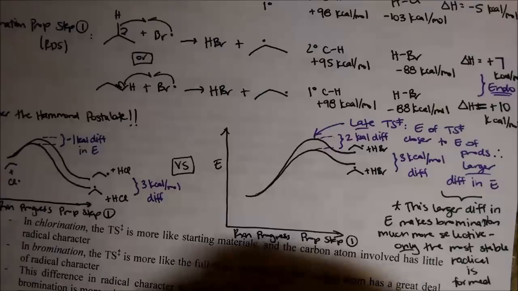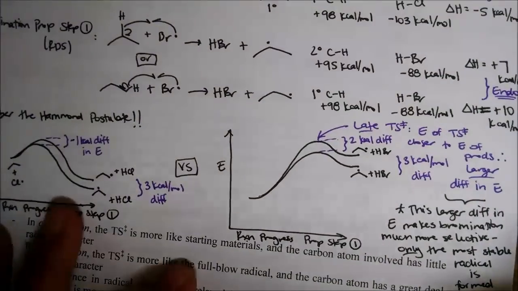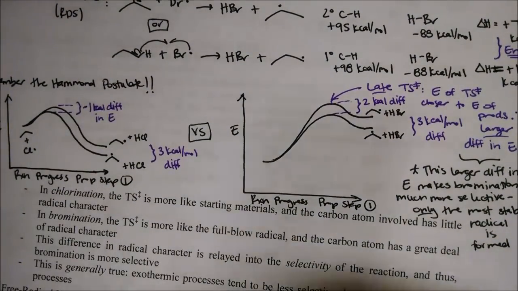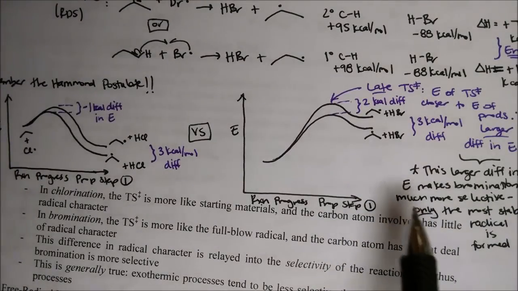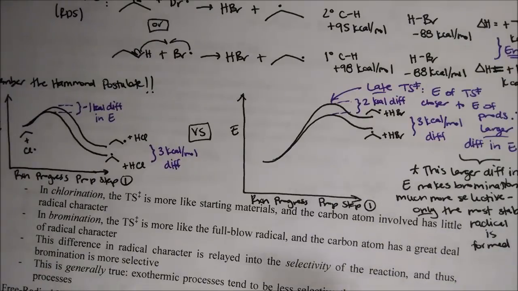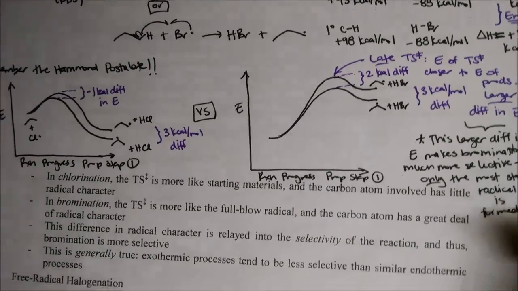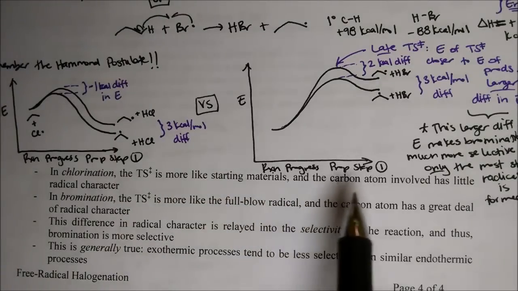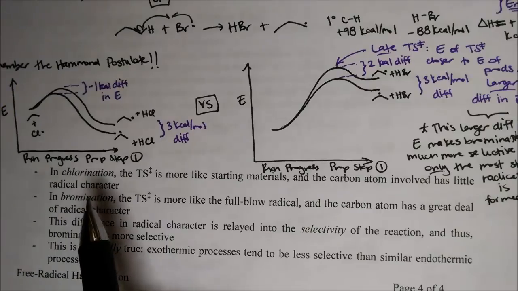A lot of the problems in your homework say provide the major product. Well, with chlorination you're going to get more mixtures than in bromination. In bromination, pretty much go for the product that is formed from the most stable radical, and that's going to be your go-to product. As it says here, in chlorination the transition state is more like starting materials and the carbon atom involved has little radical character.